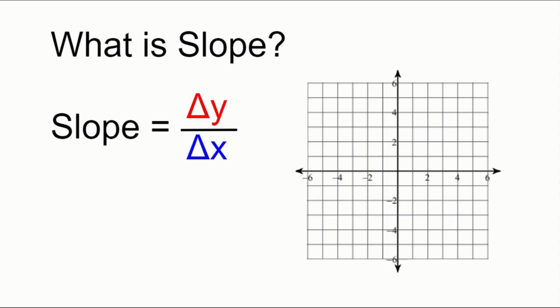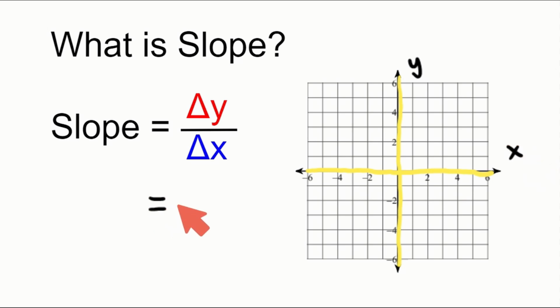Given an xy coordinate grid, what do we call the vertical axis? We call the axis that measures up and down y. What do we call the horizontal axis? The axis that measures side to side we call x.